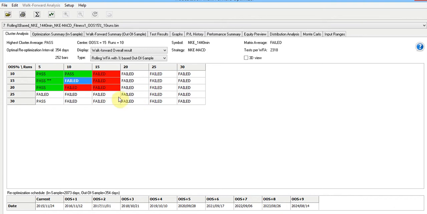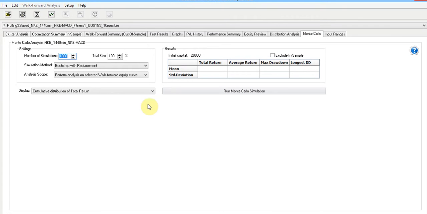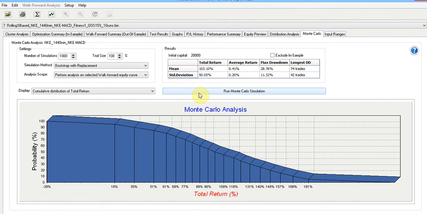You see here the optimization that I have done with MACD is definitely a fail. And I advise you to have a look even in the Monte Carlo tab where you can run a Monte Carlo simulation, and I would recommend to use a number of simulations of at least 1000. Let's see what happens when I run this simulation. You see here, that's something very interesting.